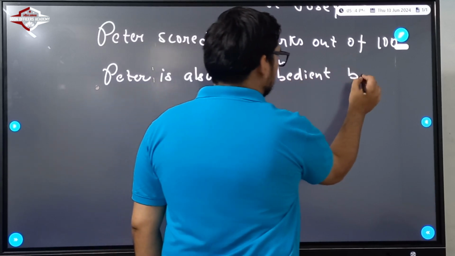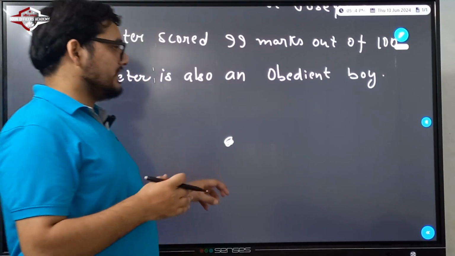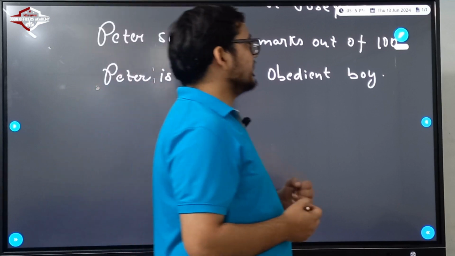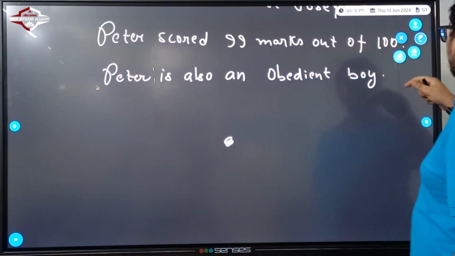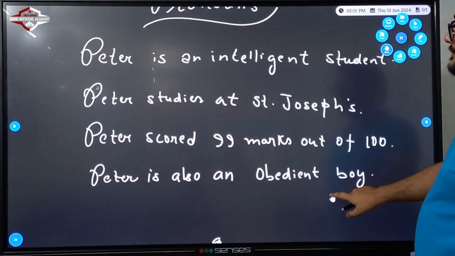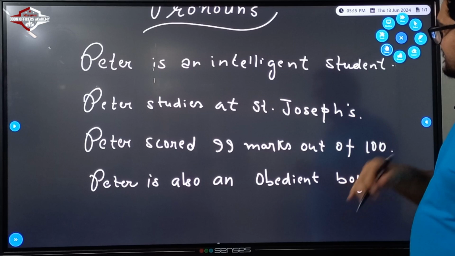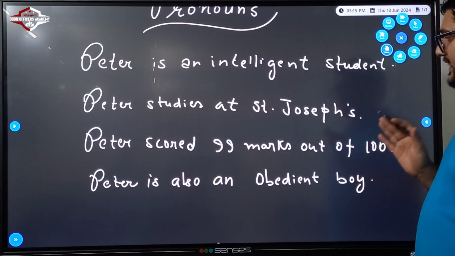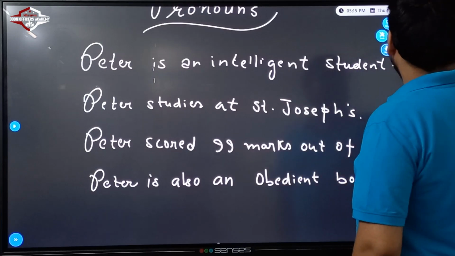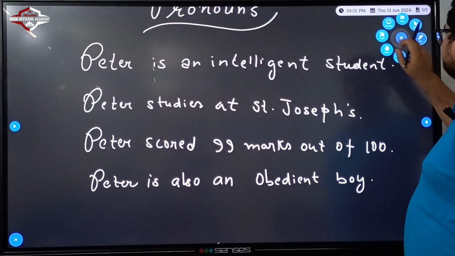boy. So these are a few sentences, or some of the information, that we wrote about Peter, that we discussed about Peter, that who Peter is. Now, let's go through the sentences that tell who Peter is. So, Peter is an intelligent student. Peter studies at St. Joseph's. Peter scored 99 marks out of 100. Peter is also an obedient boy. So, these are a few sentences that we wrote about Peter.